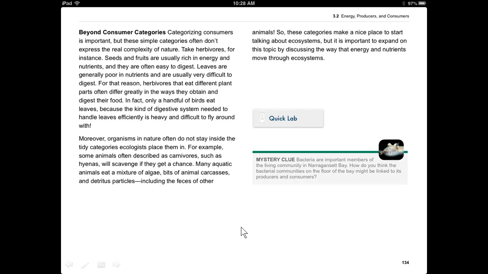Now, we like to fit these things into nice little categories of autotroph and heterotroph and omnivore and carnivore and so on. But the truth is, in nature, they don't always fit neatly into those categories. Sometimes when one food source is not available, an animal will have to substitute a different food source. So in general, these terms are useful, but it's not always going to stay rigidly stuck in that format.